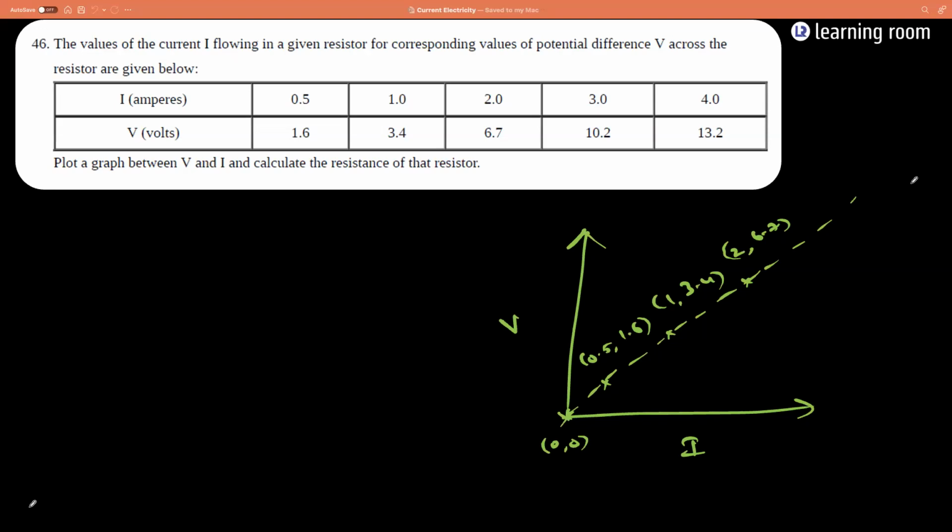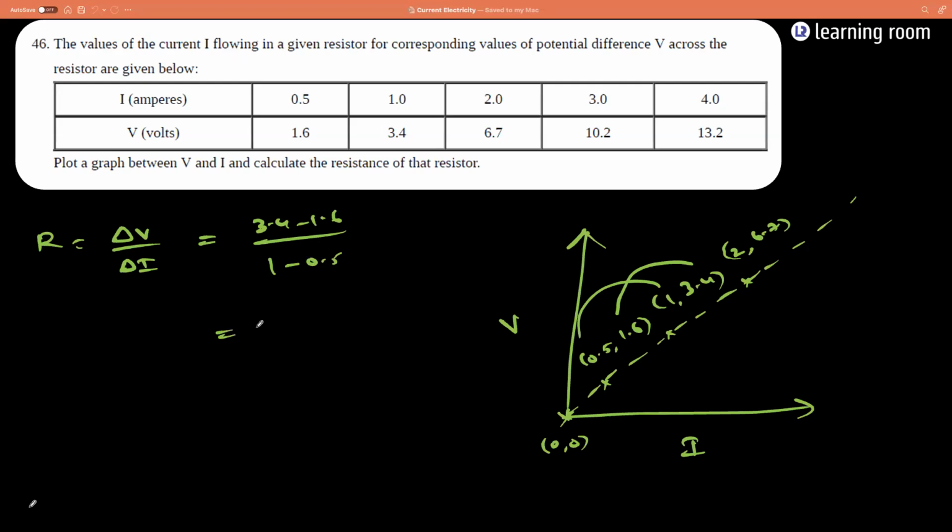Right? So how do you calculate the resistance of this? The resistance will be equal to delta V divided by delta I, so the potential difference between any 2 points. So 3.4 minus 1.6 divided by 1 minus 0.5. So that is 1.8 divided by half. Answer will be 3.6.